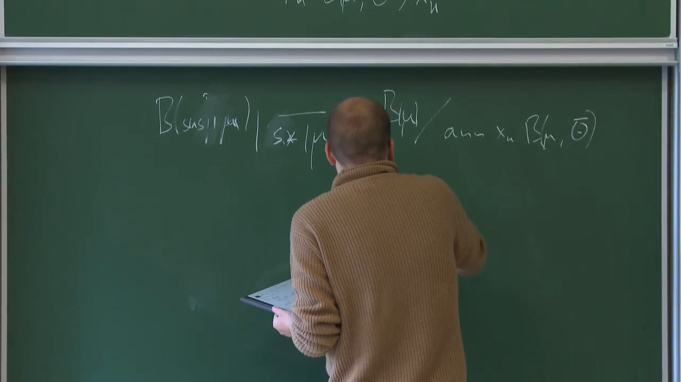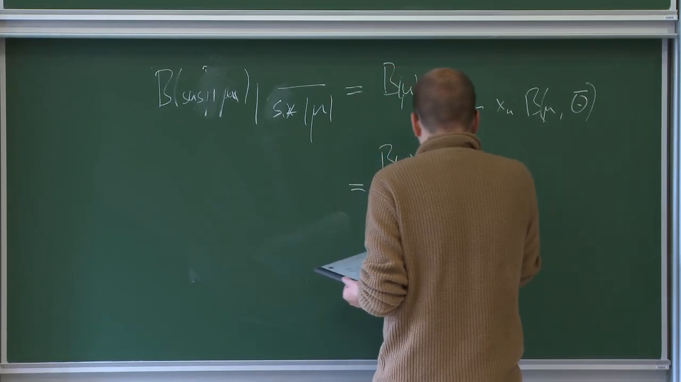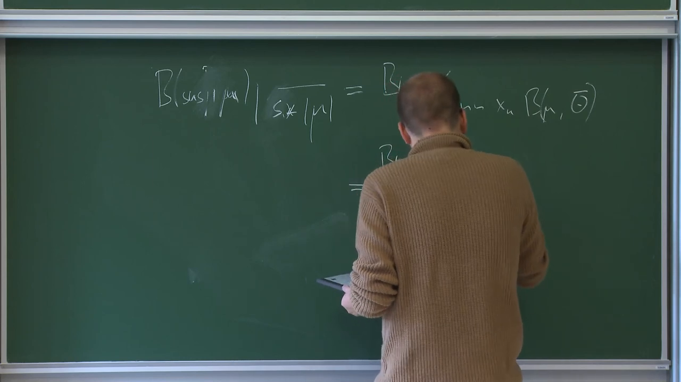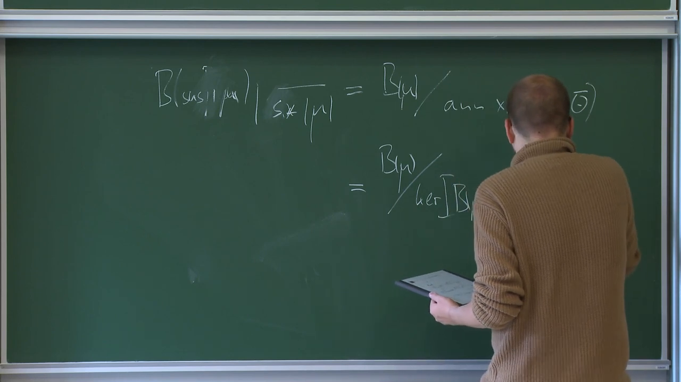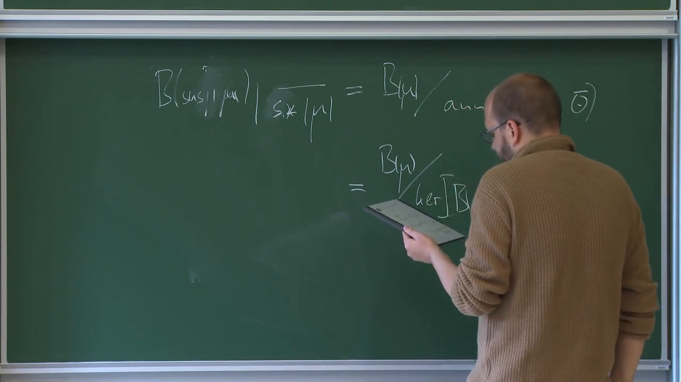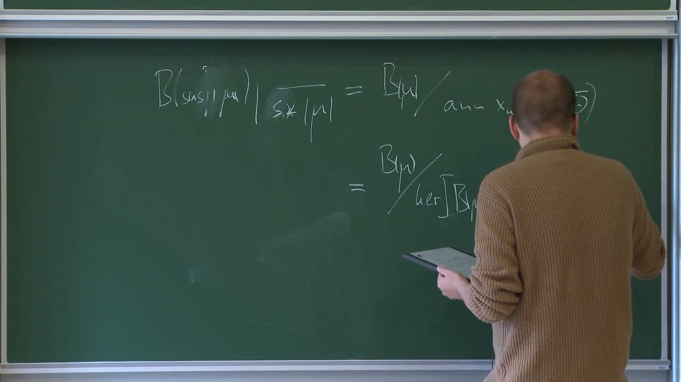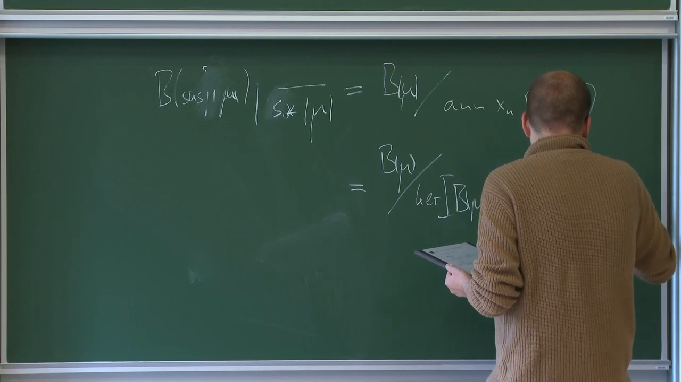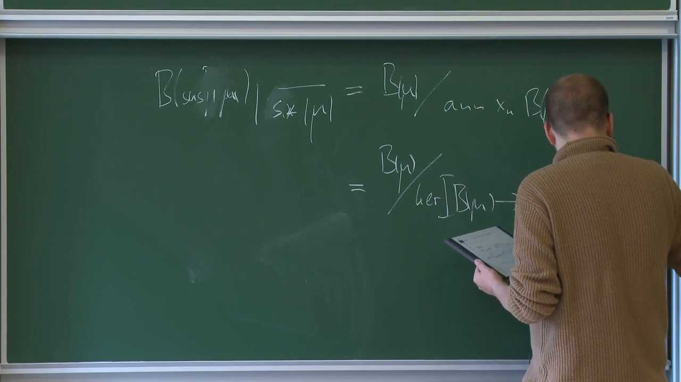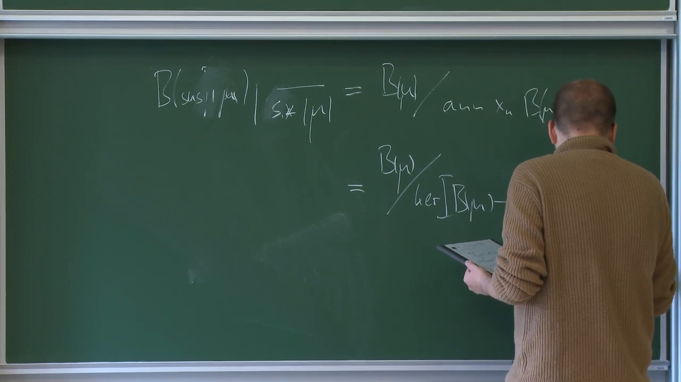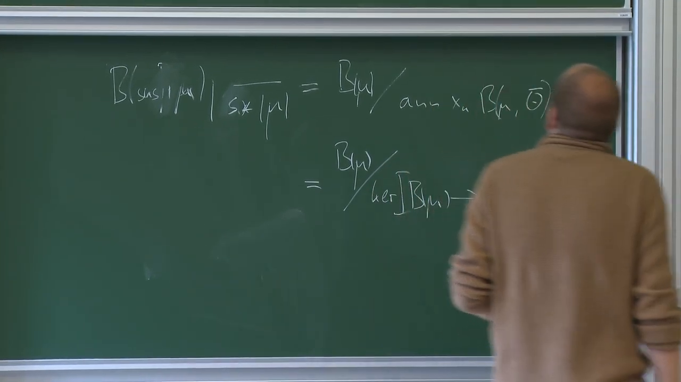which I can basically write as the image under the partitioning map, or B mu modulo the kernel of the following map to the direct sum of vertices in mu, and then I take B of the star of the vertex intersected with the star of the north pole in mu as a subcomplex in the cycle. All right, and this is a commutative diagram.